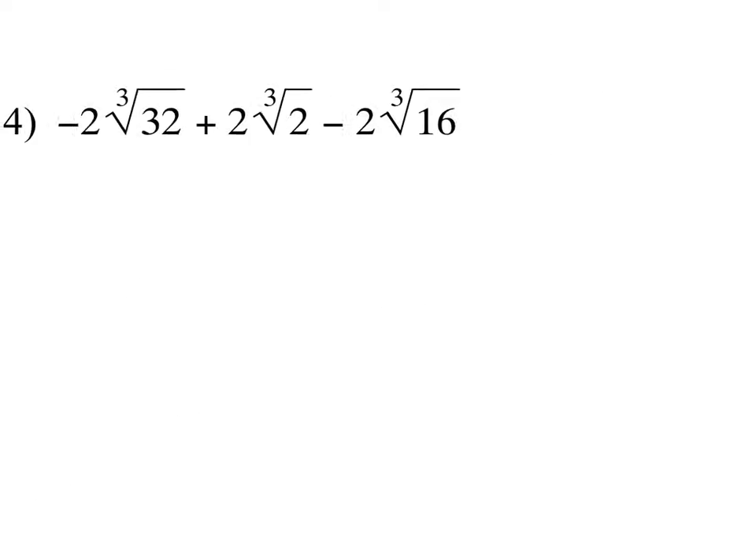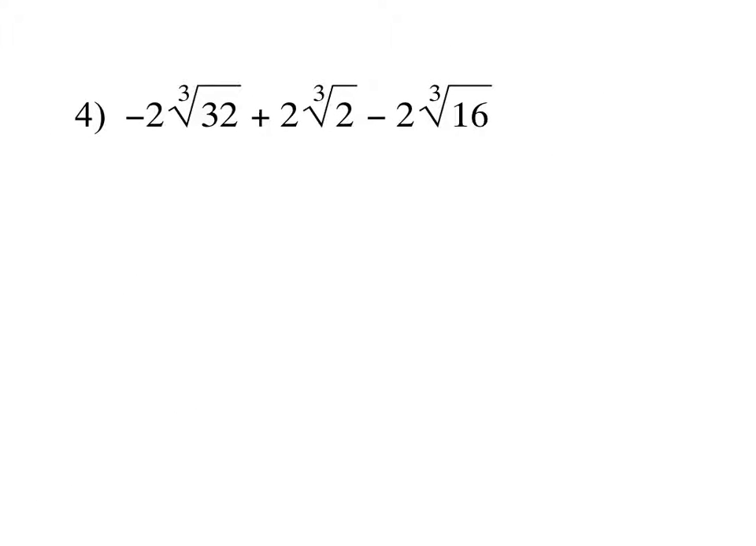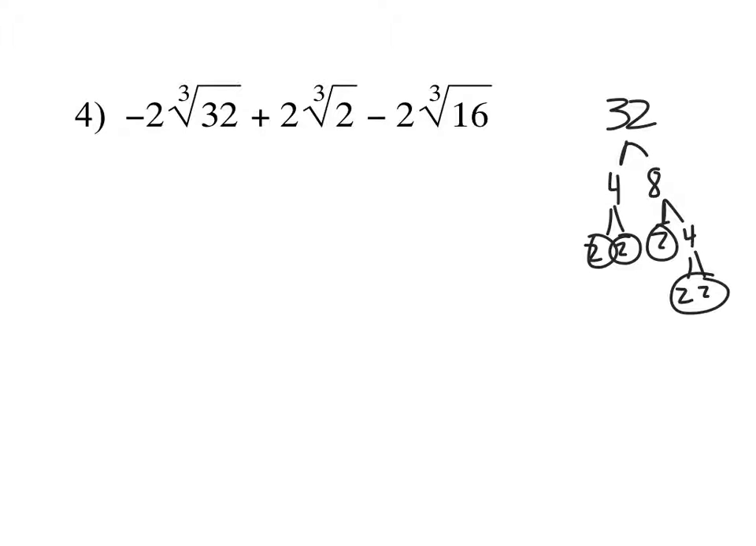Okay, example number 3. This time we've got the third root. Okay, so now as you look at this, third root of 2, can I break 2 down? No, I can't break that one down. Can I break 32 down? Sure I can. 32 is 4 times 8. That becomes 2 times 2. And then this becomes 2 times 4. And that is 2 and 2. So there's 5 2's there.